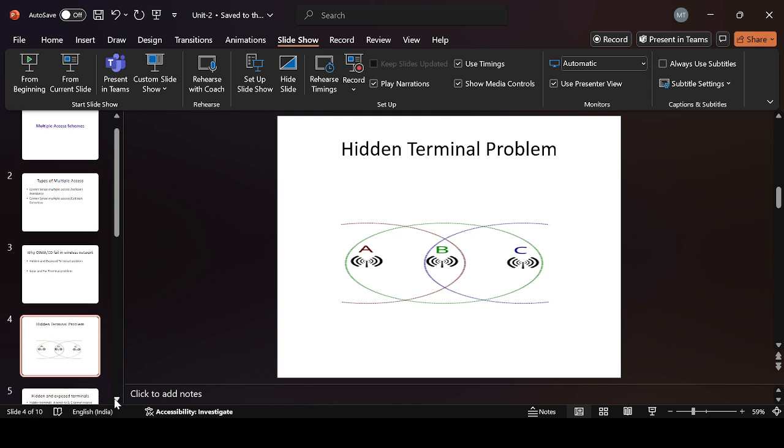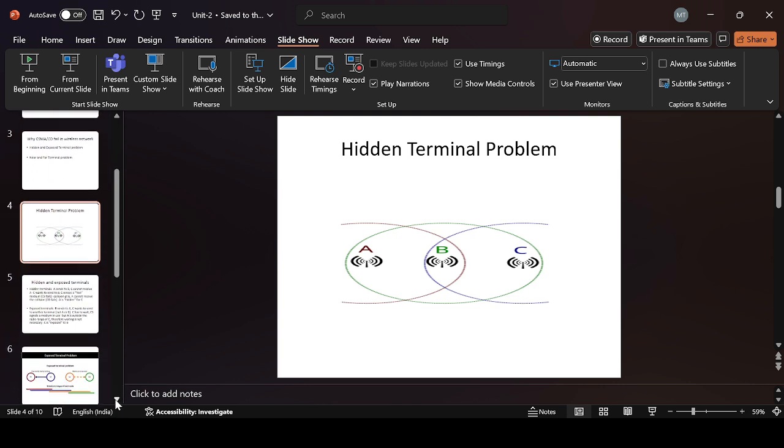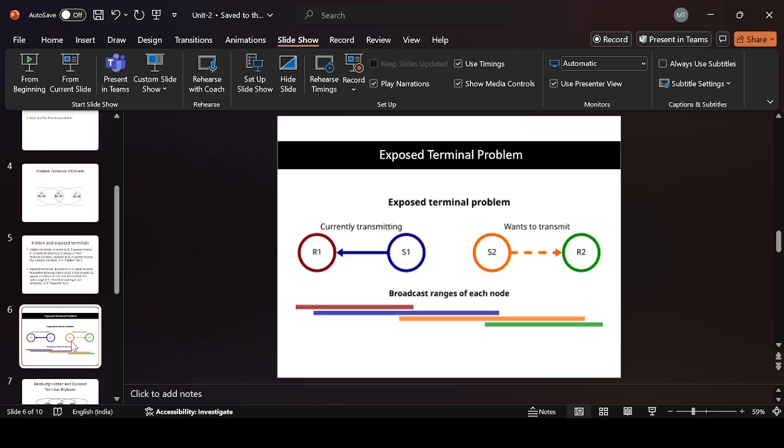So next we'll see what is meant by exposed terminal problem. Now let us consider there are four nodes. One is R1, the other one is S1, the third one is S2, the other one is R2.